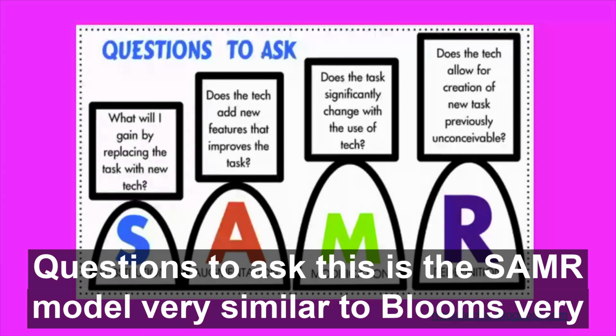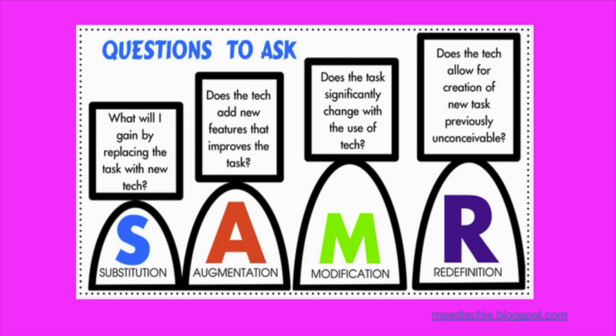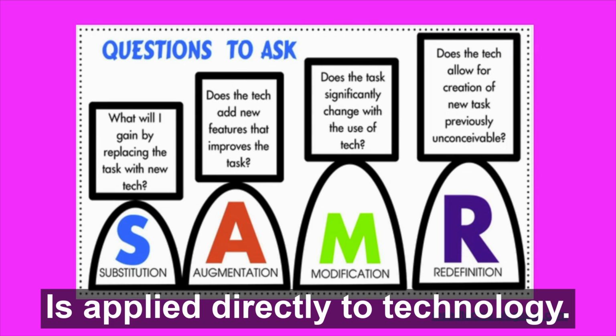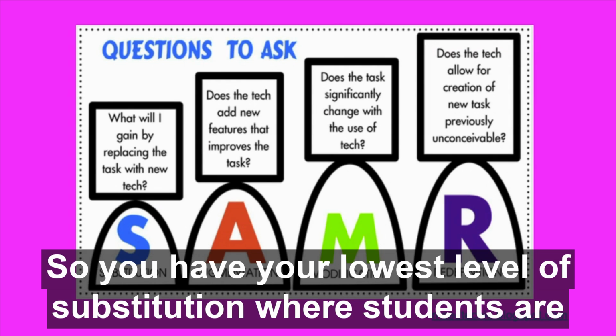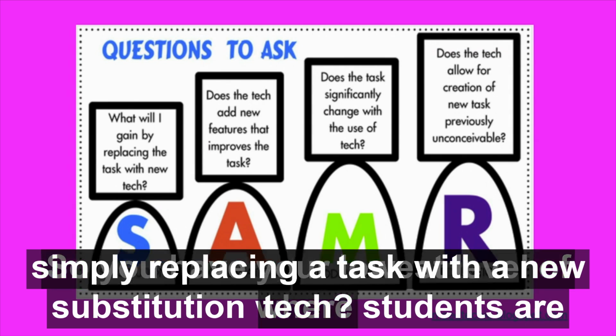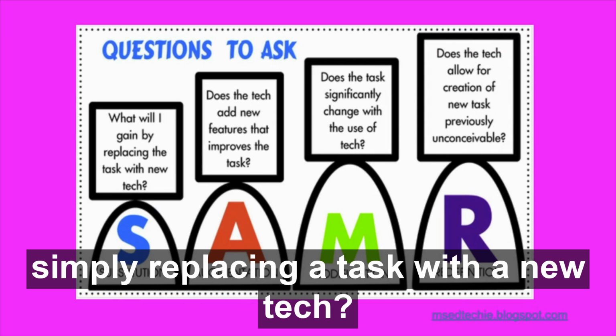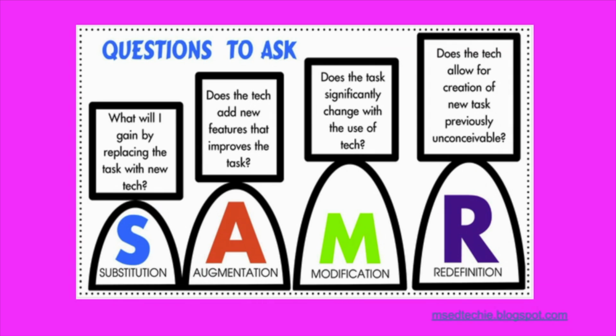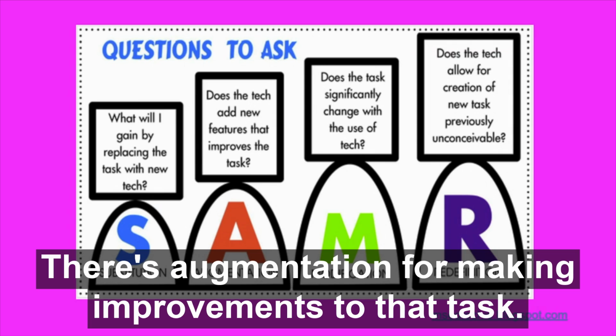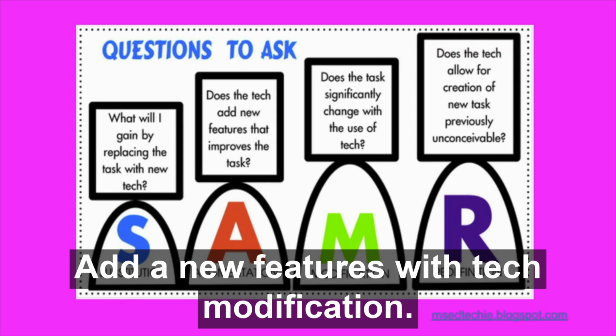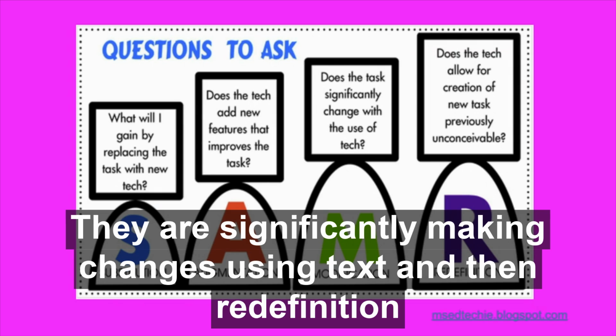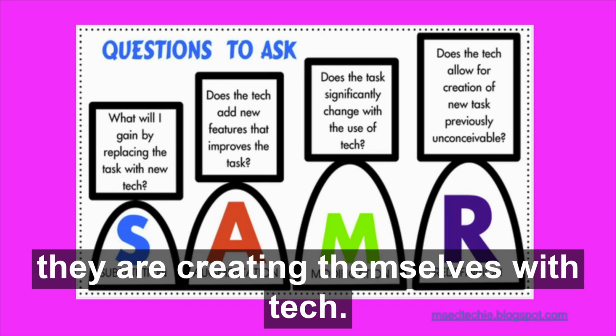Questions to ask. This is the SAMR model. Very similar to Bloom's, very similar to DOK. However, this is applied directly to technology. So you have your lowest level of substitution, where students are simply replacing a task with a new tech. There's augmentation. They're making improvements to that task, adding new features with tech. Modification, they are significantly making changes using tech. And then redefinition, they are creating themselves with tech.